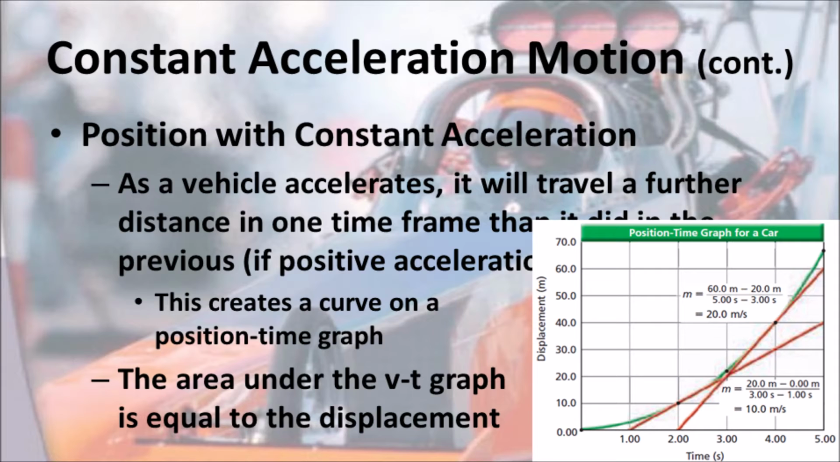The area under a velocity time graph is going to be equal to the total displacement of that vehicle. As we look at the displacement, we can see that they are increasing the amount of distance that they're traveling in each successive time frame. But what is the total distance that they have traveled? In order to do that, we have to find the area underneath the curve.